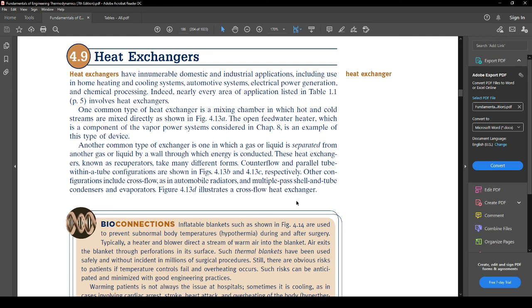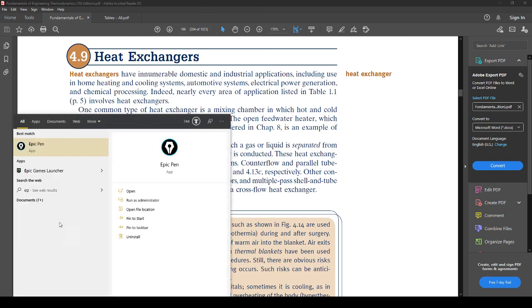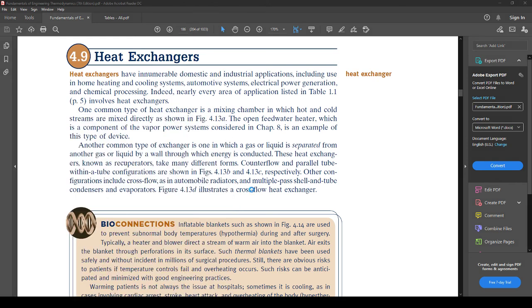It says heat exchangers have innumerable domestic and industrial applications. This is true. You find them basically everywhere in society, like in your house, definitely in air conditioning systems.